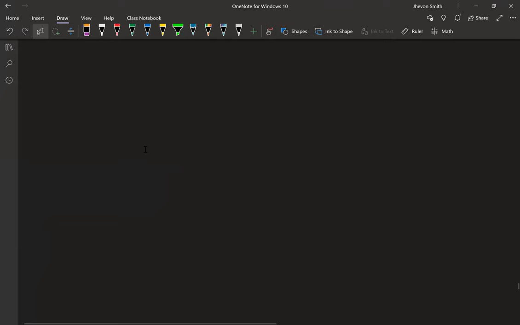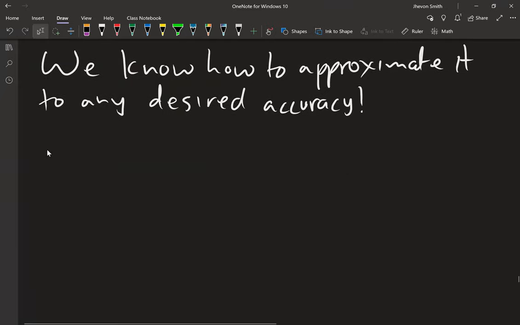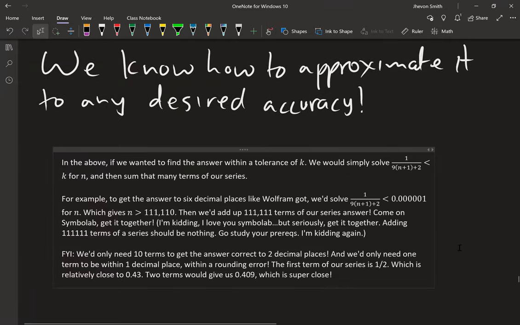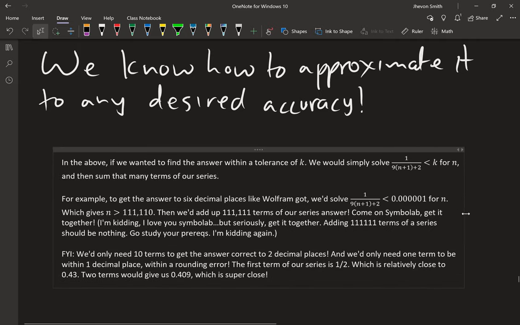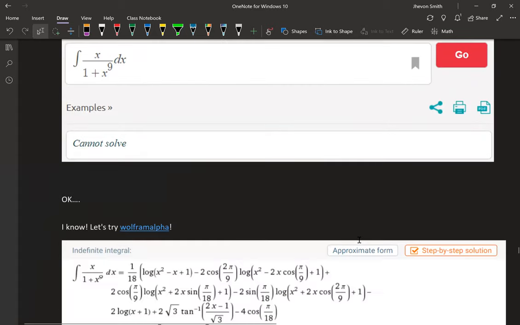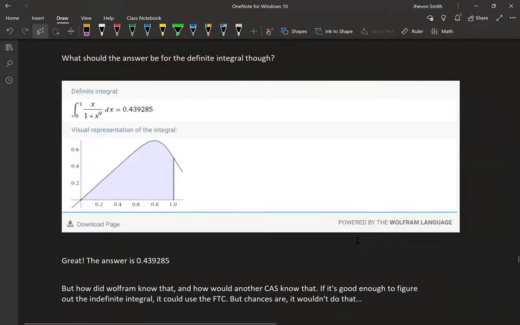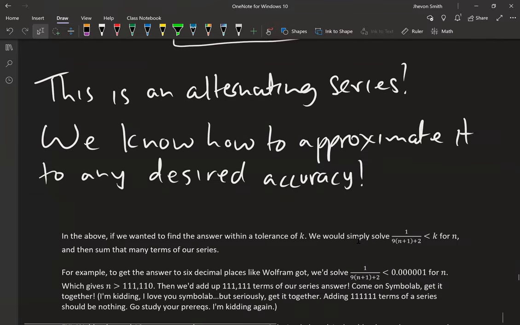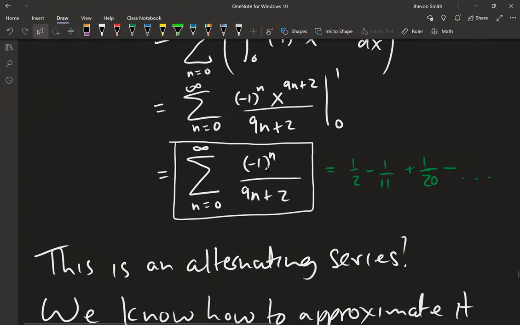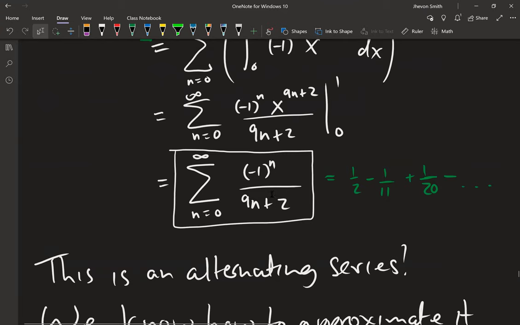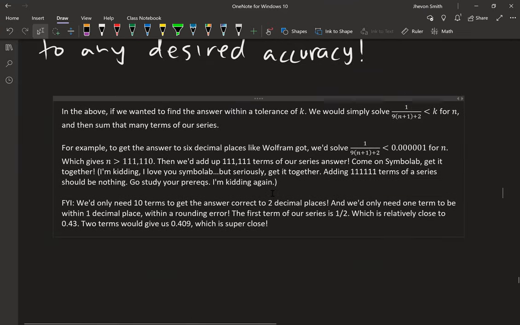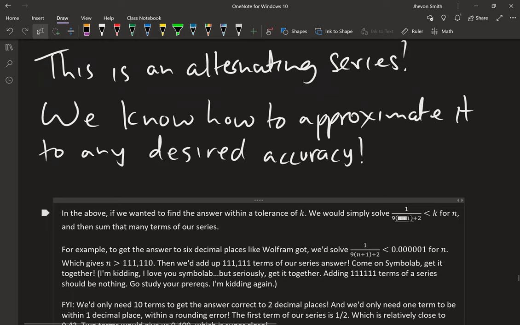So this is where we can take away some concluding remarks. What if I actually wanted to find the answer to the level of accuracy that Wolfram Alpha gave me? Wolfram Alpha gave me an answer to 6 decimal places, I believe. Well, we know what to do. We would set the a_{n+1} term, right? Which means here I plug in n plus 1 for n. I would set that less than or equal to my tolerance and solve for n.